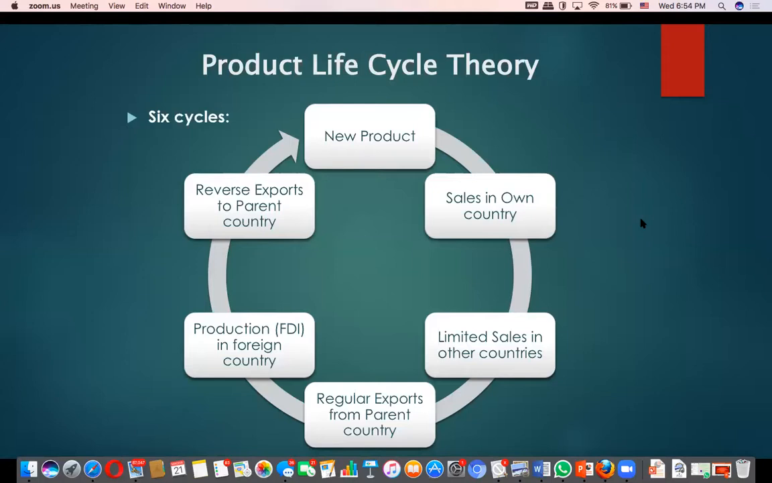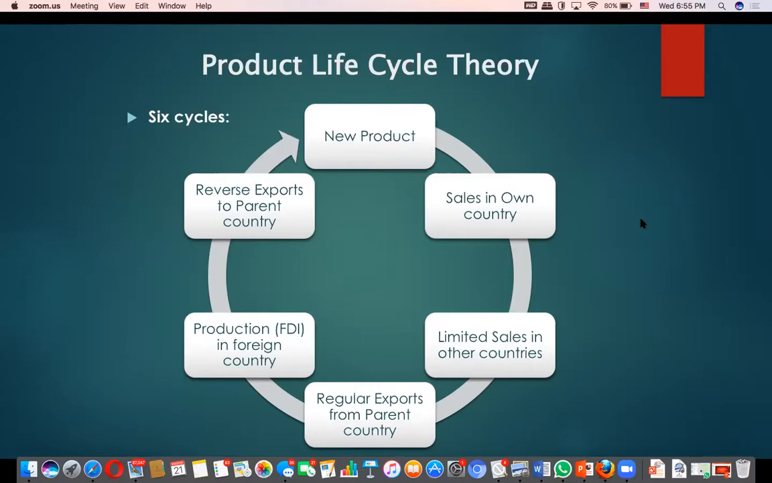Product lifecycle theory, from the point of view of international business, has different stages, or six cycles. Cycle one is new product launch. Cycle two is sales in your own country. Cycle three is limited sales in other countries. Cycle four, regular exports from parent country. Cycle five, production in foreign country. Cycle six, reverse export to parent country. That is cycle six. So these are the different cycles.